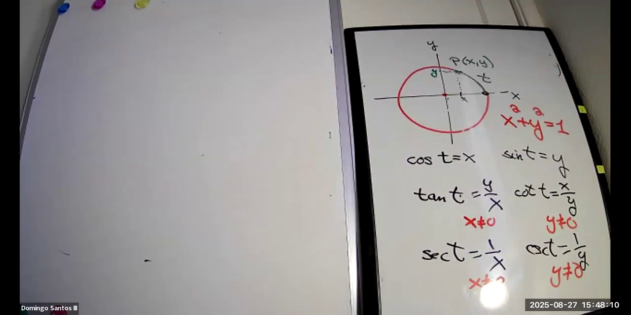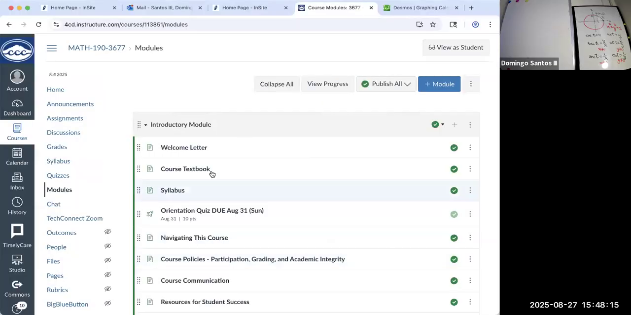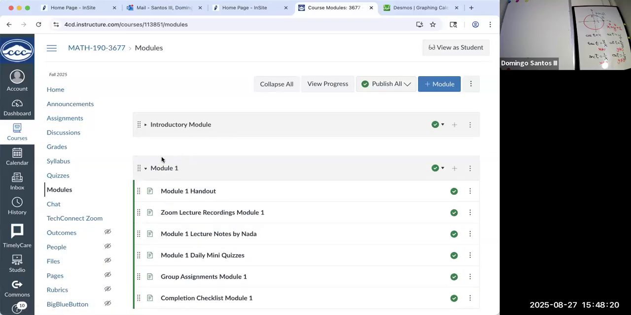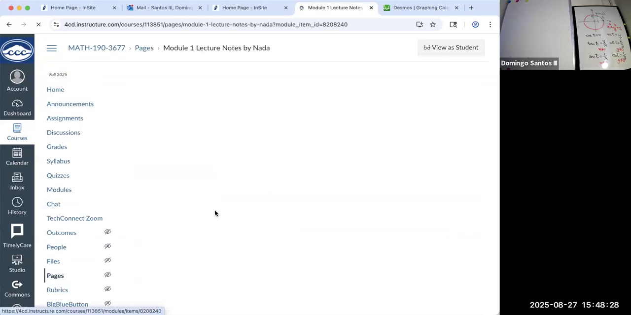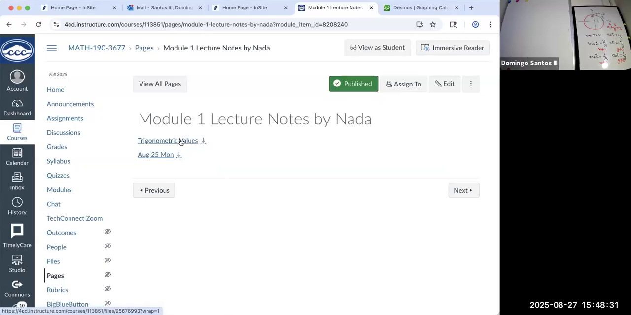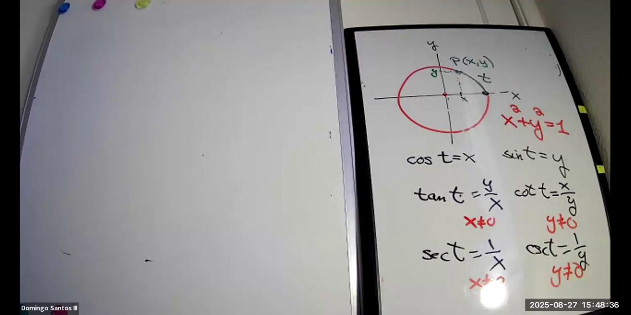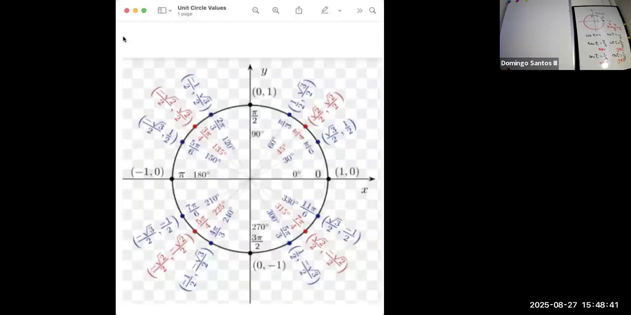For those of you who are late, you may want to open this in the Canva shell. Go to module 1, and I think I put it under lecture notes. Click this one, there's trig values there. It will take you to this cheat sheet, which will be very useful later on. This will be the trig values from trigonometry before.